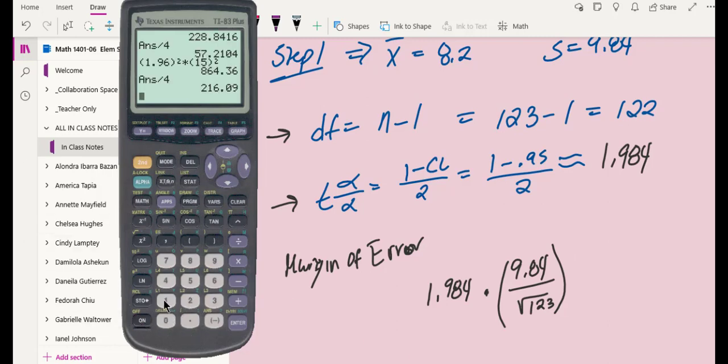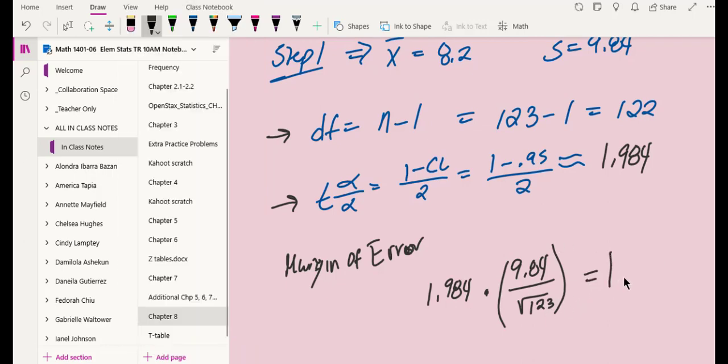So again, 1.984, right, times 9.84 divided by, and I'm just going to put a parentheses just in case, parentheses, the square root of 123, close parentheses, and we get 1.76028. So our margin of error is 1.7603 when we round, and that's our margin of error.